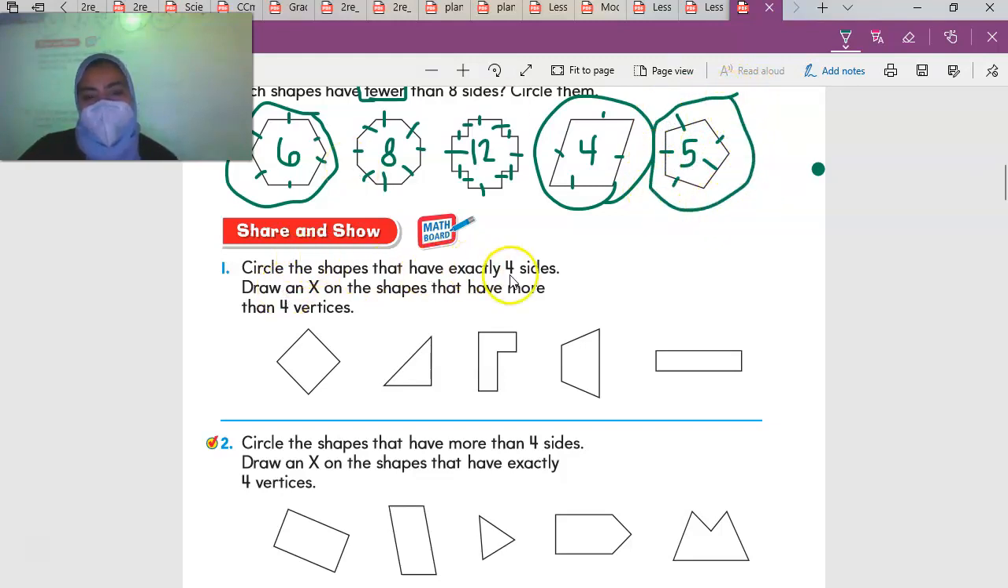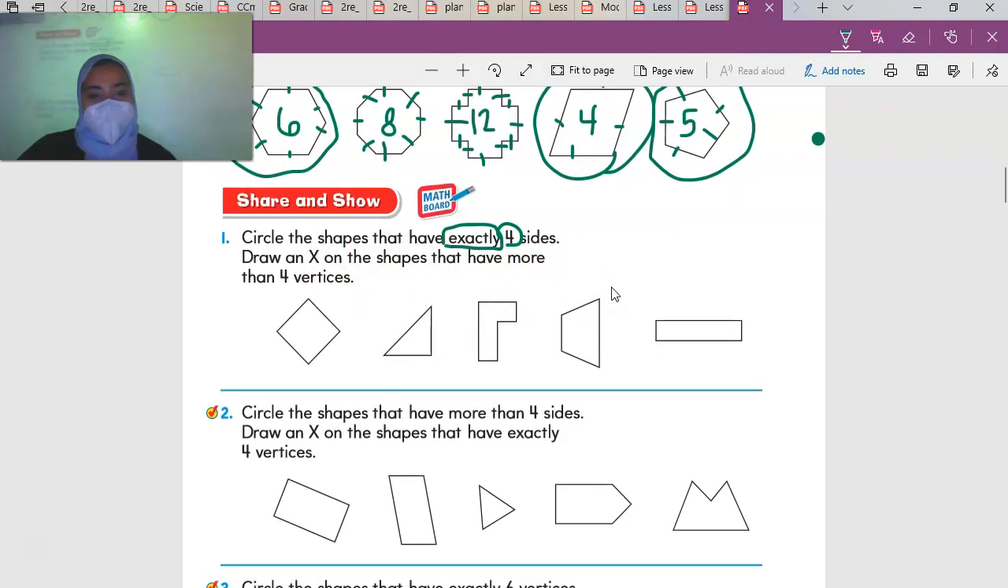Circle the shapes that have exactly 4 sides. Guys, please make sure you're underlining or boxing those keywords. Exactly 4 sides. Draw an X on the shapes that have more than 4 vertices. Let's do the first step and then we'll do the second step. Circle the shapes that have exactly 4 sides.